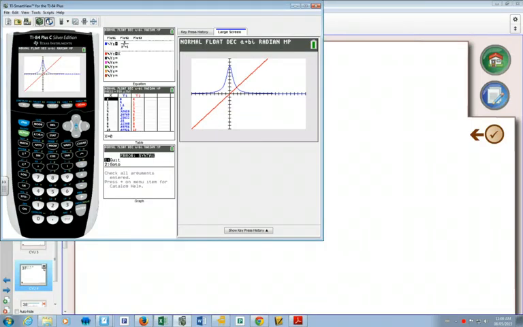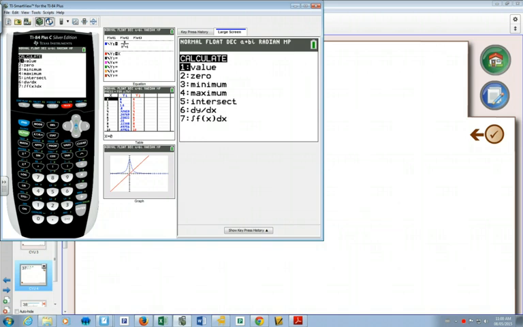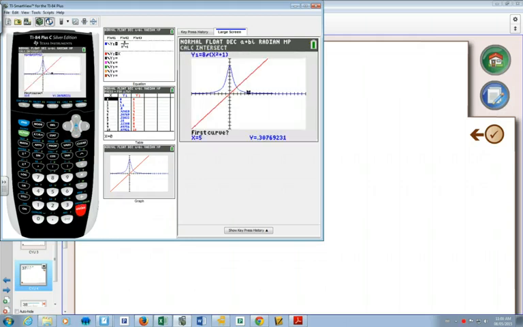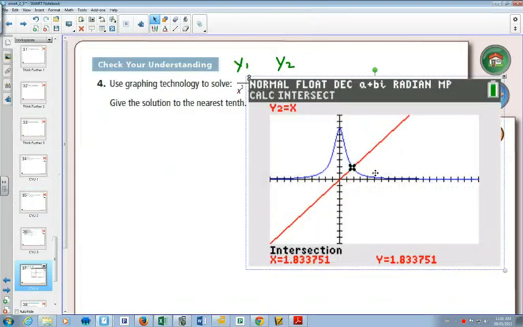So when we want to find our intersection point, we're going to push our second button and then trace. Above it, it says calculate. Number 5 says intersect. Push enter. It's going to ask you first curve. It's automatically on the blue one there. I push enter. It hops to the red curve. Push enter again. And then it asks you to guess. And there's our intersection point. There we go.